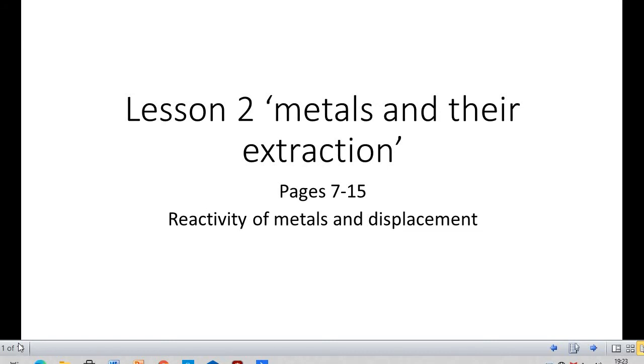Lesson 2, Metals and their Extraction, Year 11, pages 7 to 15, and the reactivity of metals and displacement.